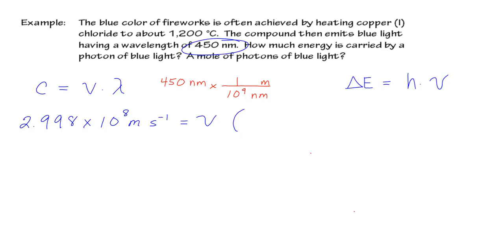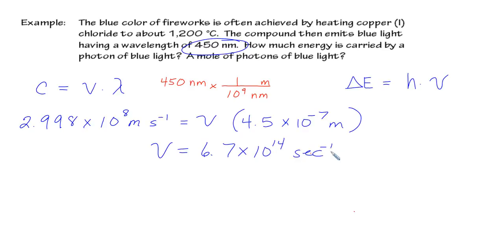Let's leave this as maybe 2 sig figs, because again, there's no decimal spot at the end. So I think I'm going to leave it as 4.5 times 10 to the negative 7, and now we're in meters. So I can solve for the frequency. Let's go 2 sig figs. 6.7 times 10 to the 14th seconds to the negative 1, or you could just use an S for seconds.